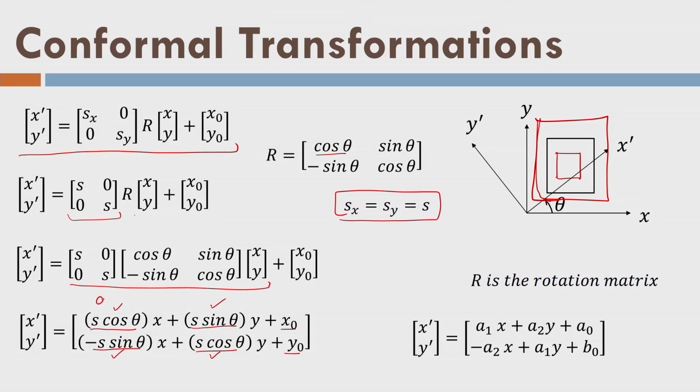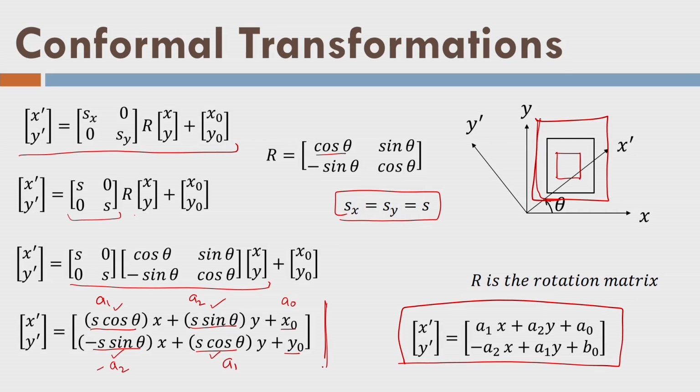If I write here, let us say A1, A2, and let us say A0 here, then I can write minus A2 and A1, and this is what we are writing here, and this is called the conformal transformation. You may find this equation in the books also, saying that it is a conformal transformation. So, that is the source of this equation. Moreover, the parameters are A1, A2, A0, B0. So, in total we have 4 parameters here, so it is also called a 4 parameter transformation.